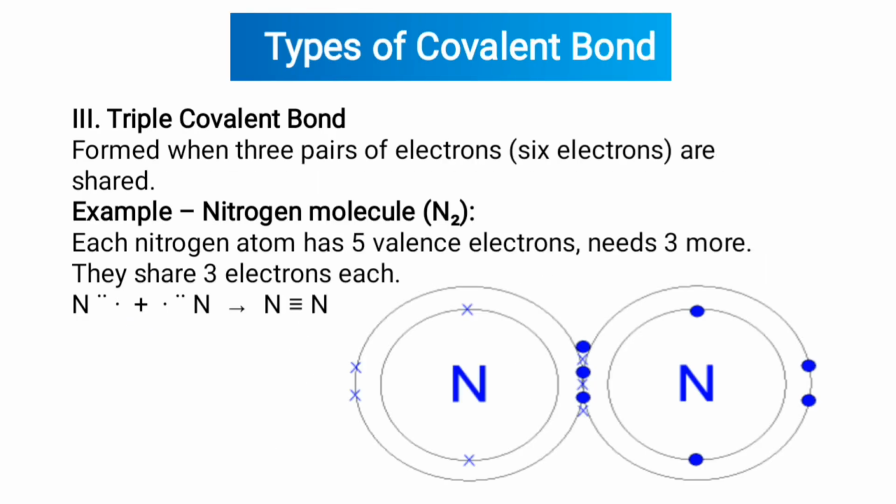And the third one is triple covalent bond. My dear student, a triple covalent bond is formed when three pairs of electrons, meaning 6 electrons, are shared. Example: nitrogen molecule. Each nitrogen atom has 5 valence electrons and needs 3 more. They share 3 electrons each and form a triple covalent bond.